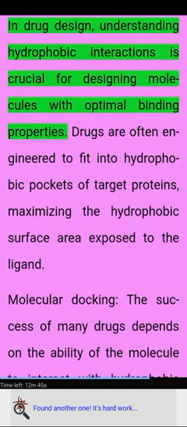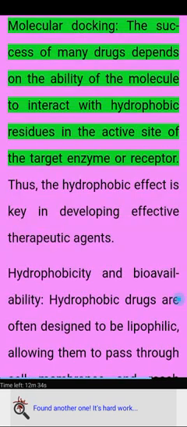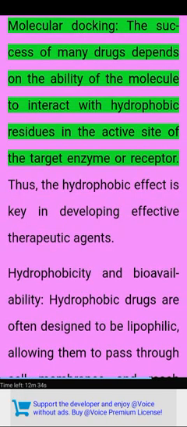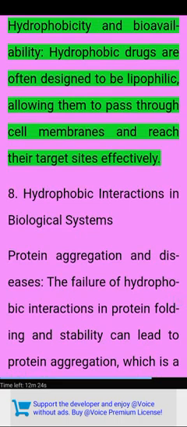In drug design, understanding hydrophobic interactions is crucial for designing molecules with optimal binding properties. Drugs are often engineered to fit into hydrophobic pockets of target proteins, maximizing the hydrophobic surface area exposed to the ligand. Molecular docking. The success of many drugs depends on the ability of the molecule to interact with hydrophobic residues in the active site of the target enzyme or receptor. Thus, the hydrophobic effect is key in developing effective therapeutic agents. Hydrophobicity and bioavailability. Hydrophobic drugs are often designed to be lipophilic, allowing them to pass through cell membranes and reach their target sites effectively.